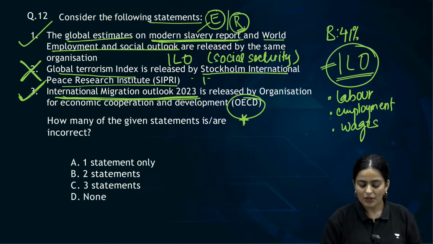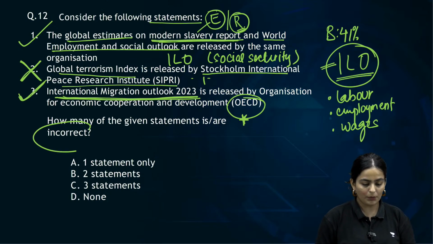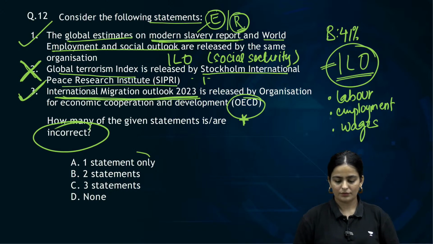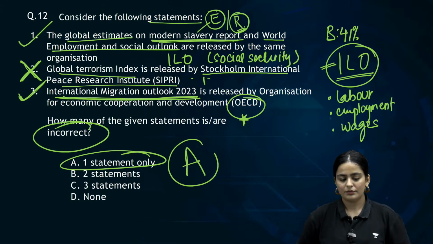How many of the given statements is or are incorrect? It is asking. So only one statement is incorrect. Clear about this? Yes? Yes. Only one is incorrect.